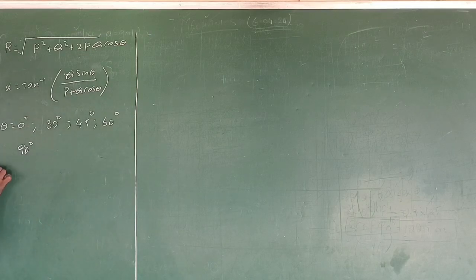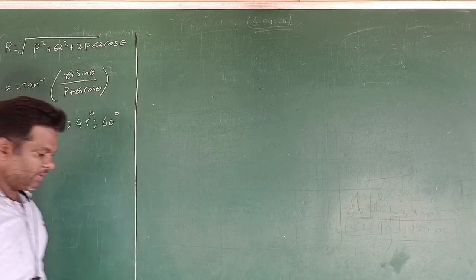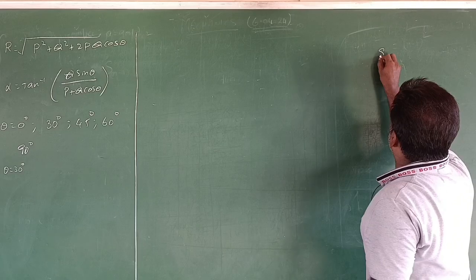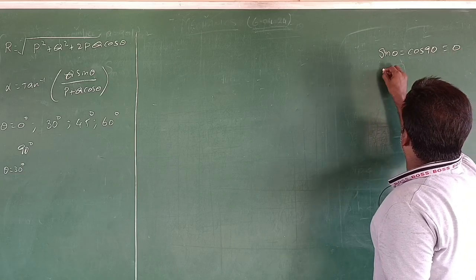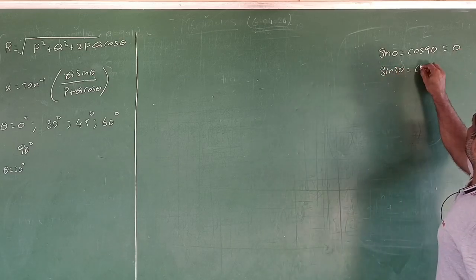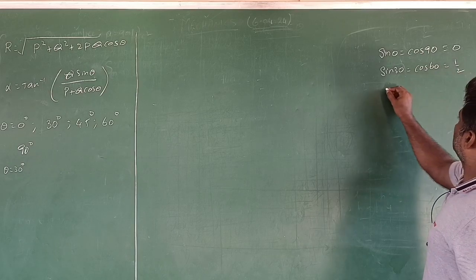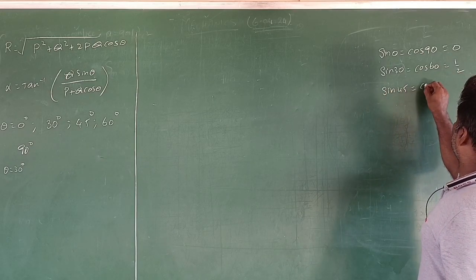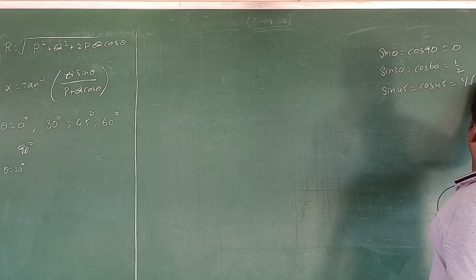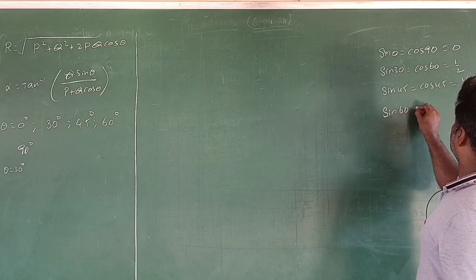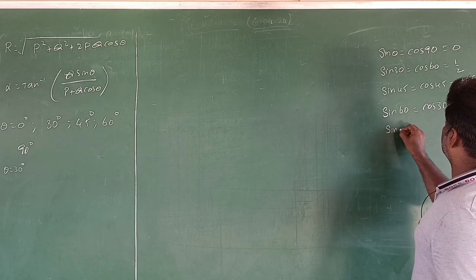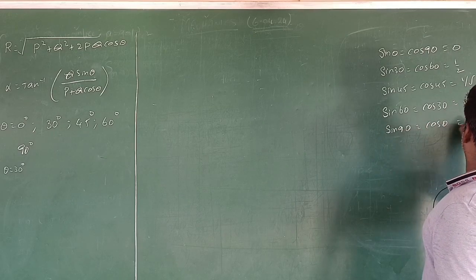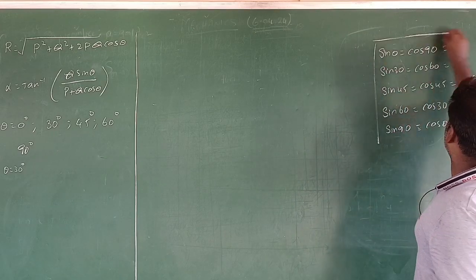Okay. Now, if theta is equal to 30 degrees, what are the values first? Sin 0 is equal to cos 90 is equal to 0. Sin 30 is equal to cos 60 is equal to 1 by 2. Sin 45 is equal to cos 45 is equal to 1 by root 2. Sin 60 is equal to cos 30 is equal to root 3 by 2. Sin 90 is equal to cos 0 is equal to 1. So these are the values we are going to use.